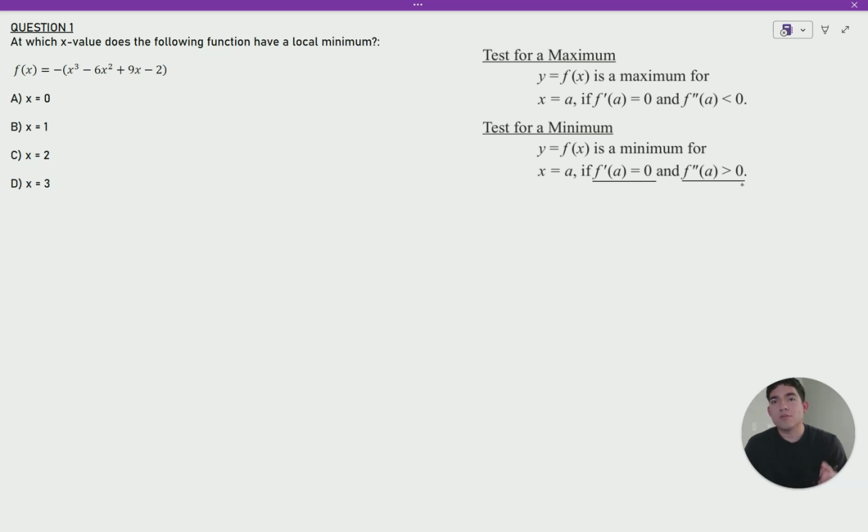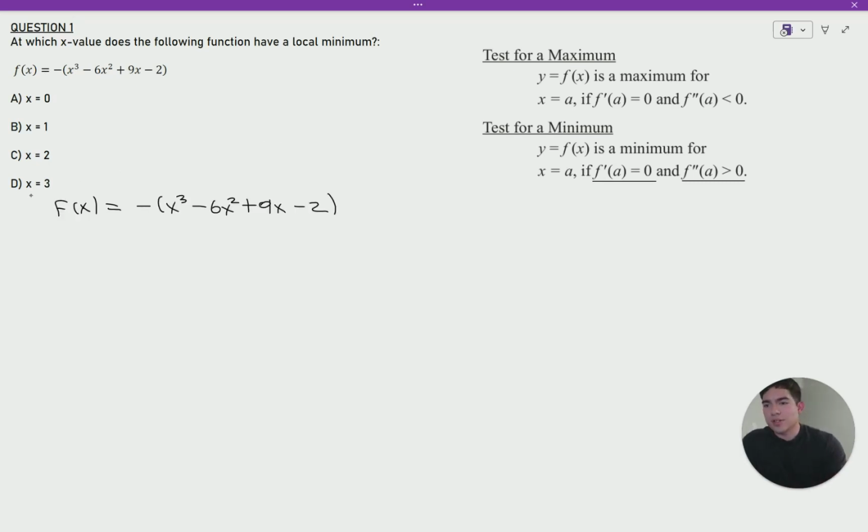So the first of those two conditions is going to be f prime of a is equal to 0. So we need to take the first derivative of our function, set it equal to 0, and we'll find what this value x equals a is. That is going to be our first step. So let's go ahead and take that first derivative so we can set it equal to 0.